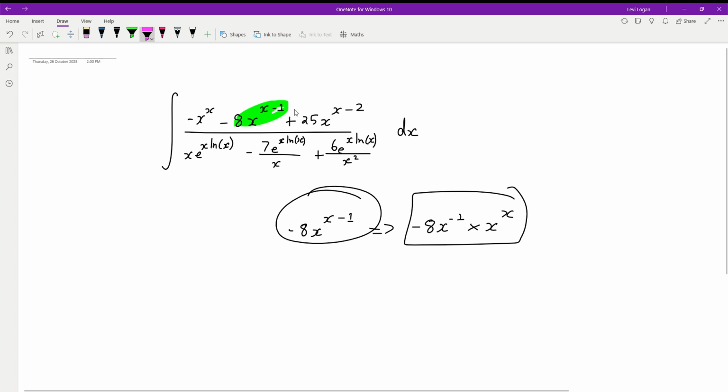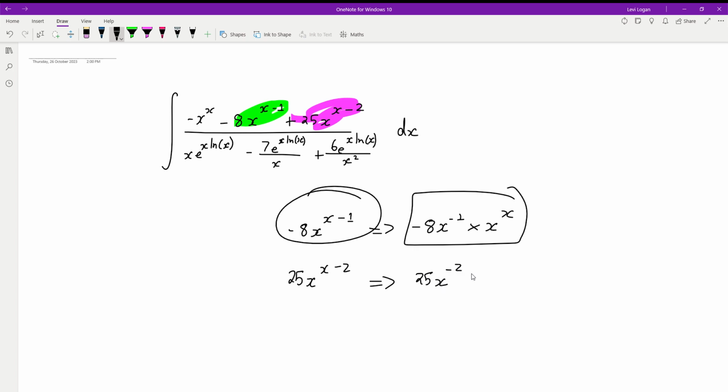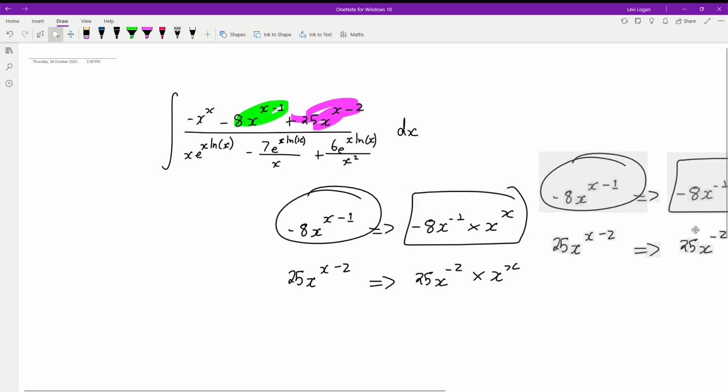And same here with this one. If you have 25 multiplied by x to the power of x minus 2, if you factor out an x to the power of x, you get 25 x to the negative 2 times x to the x. So we can see on the top here, we can actually factor out an x to the power of x. Let's just move this guy to the side real quick, and let's do that.